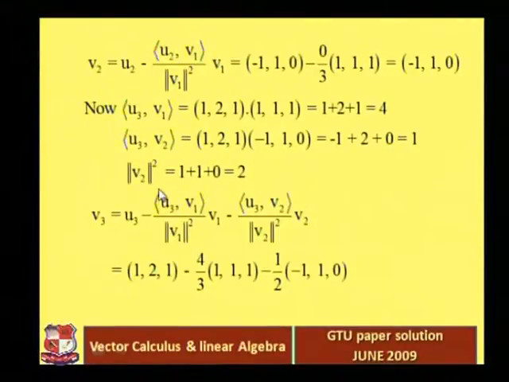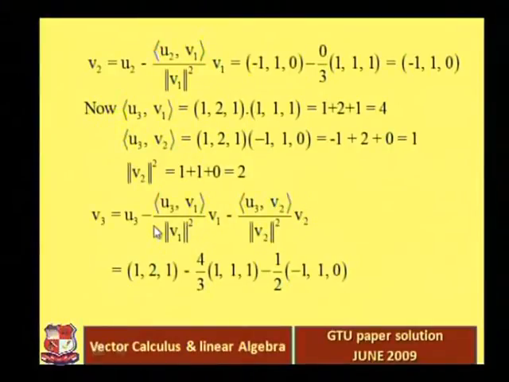And we also need norm V2 square to find V3. So norm V2 square is equal to, look at V2, V2 is (-1, 1, 0). So norm V2 square is -1 square, that is 1, plus 1 square, that is 1, plus 0, that is equal to 2. So put all these values in this formula to find V3. V3 is equal to U3 minus inner product U3 V1 upon norm V1 square into V1 minus inner product U3 V2 upon norm V2 square into V2.